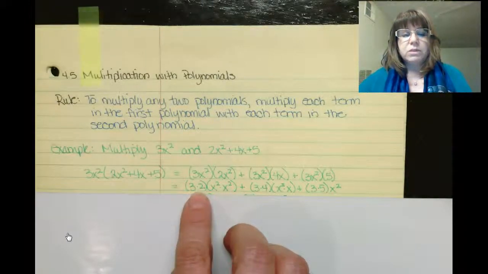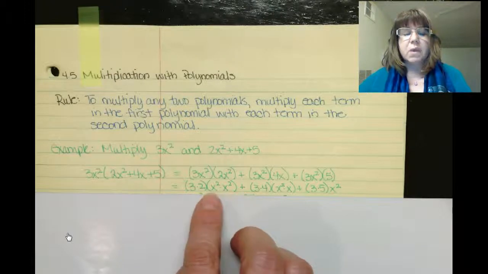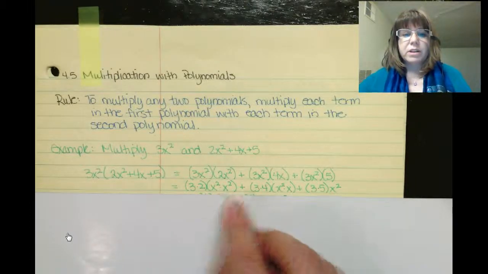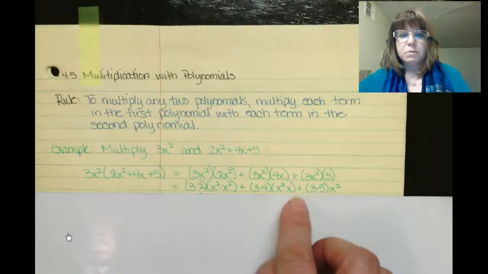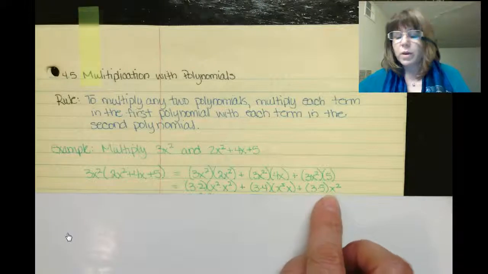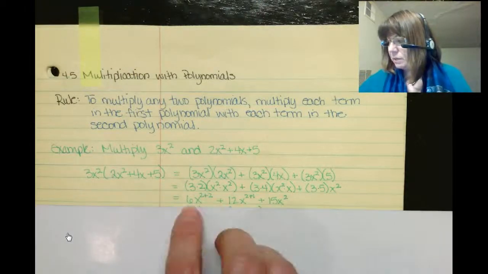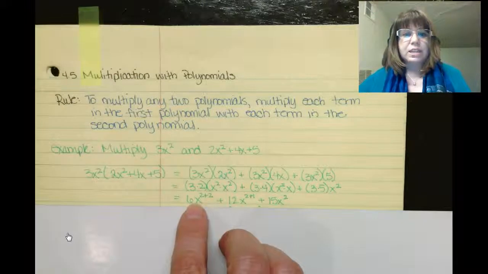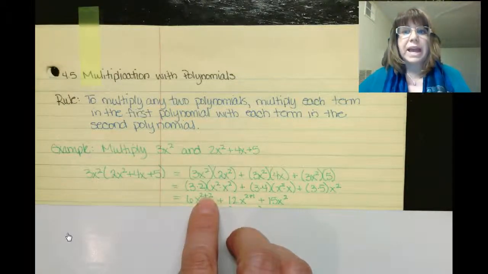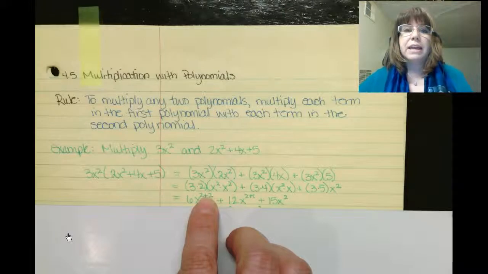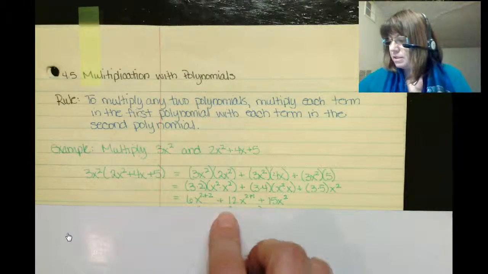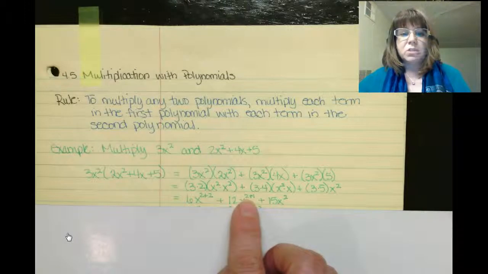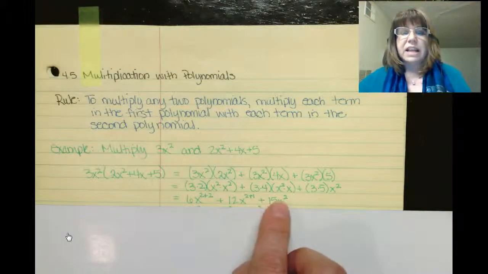So 3 times 2 times x squared times x squared plus 3 times 4 times x squared times x plus 3 times 5 times x squared, giving me 6x to the 2 plus 2. Remember, we add exponents when we multiply variables with exponents, we add the exponents together. Plus 12x to the 2 plus 1 plus 15x squared.